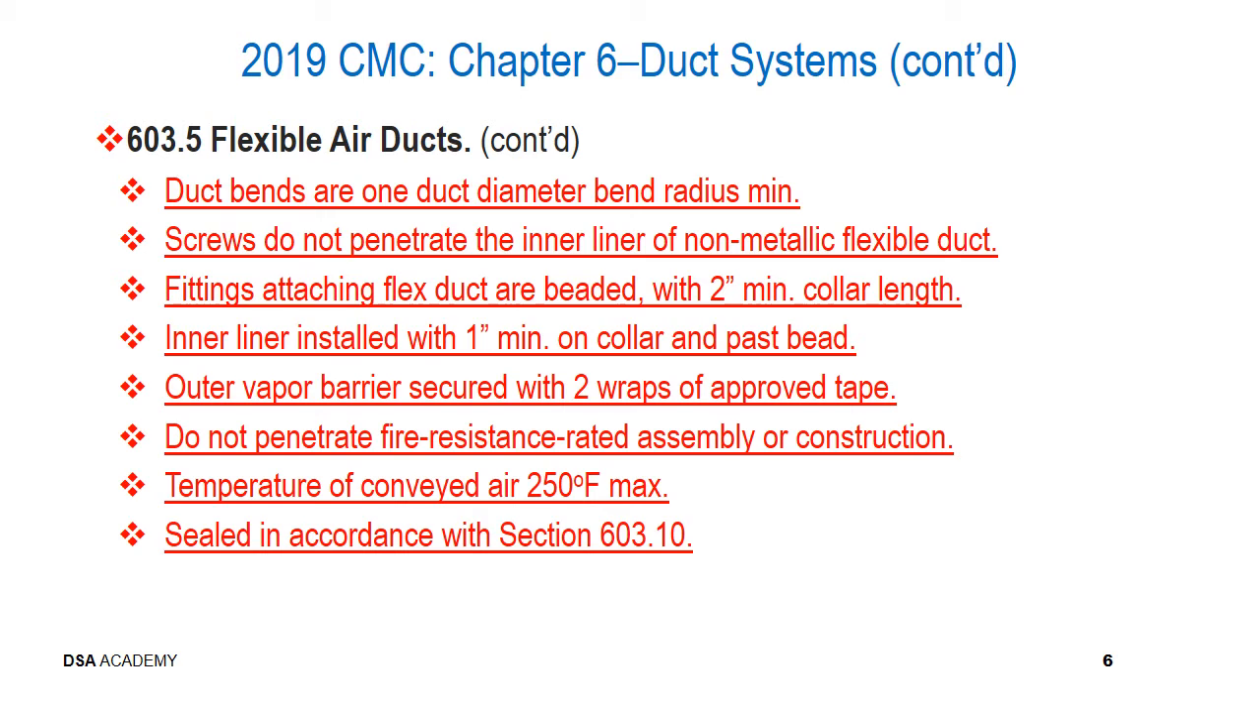Flexible duct is never permitted to penetrate any fire resistance rated assembly or construction. The temperature that's conveyed inside of flexible ductwork is restricted to a 250 degrees Fahrenheit maximum temperature. And flexible ductwork is required to be sealed in accordance with section 603.10, which contains a variety of different methods and additional details for sealing the duct.